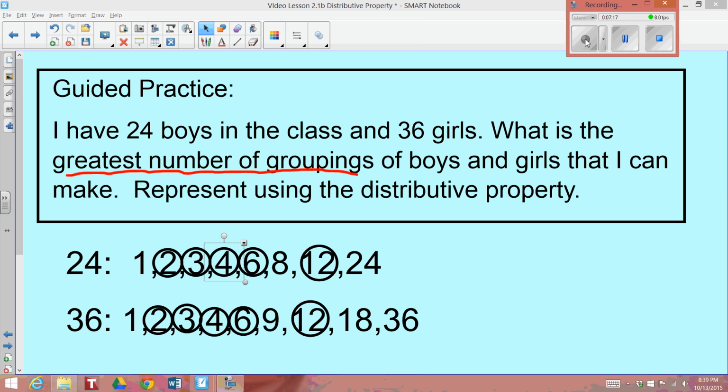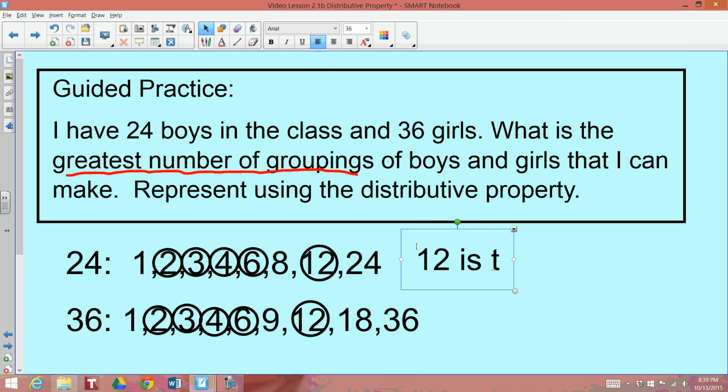Alrighty, so we listed all the factors of 24 and all the factors of 36, and I noticed that 12 is the GCF, which means that I could have 12 groupings of boys and girls and have the same amount of girls in each group and boys in each group.